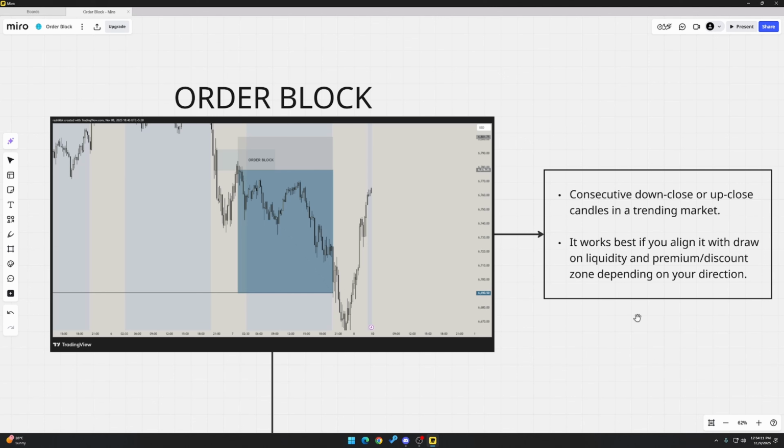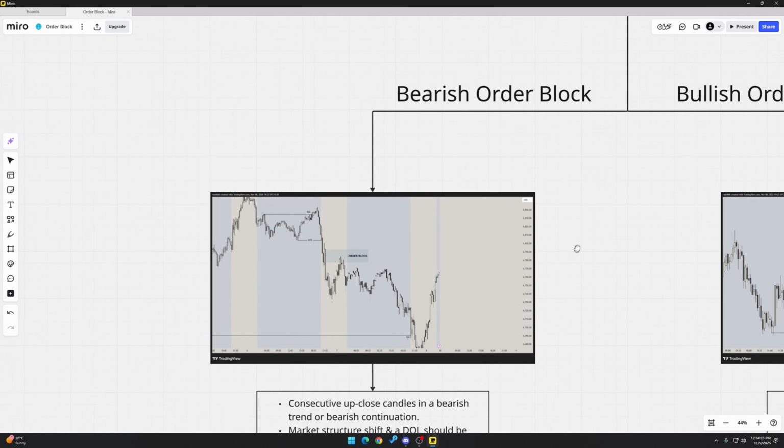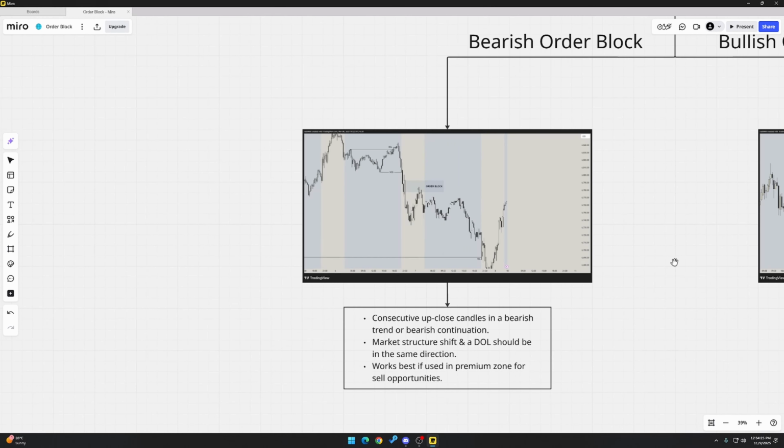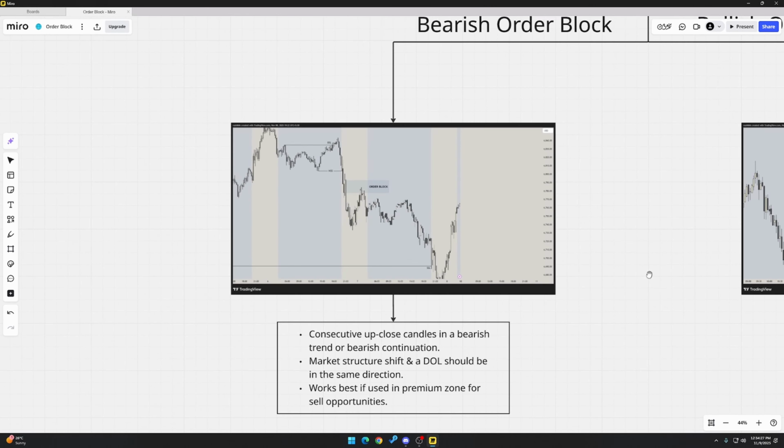It works best when you align it with your draw on liquidity and use it within the premium or discount zones, depending on your direction. Now, let me show you an example of a bearish order block. So first, let me show you what a bearish order block is.